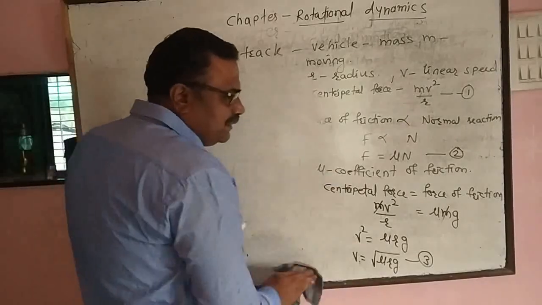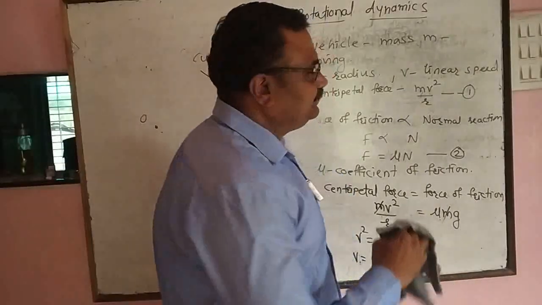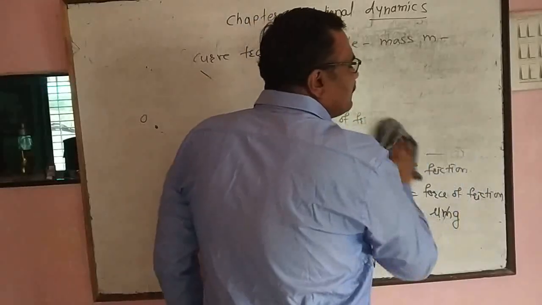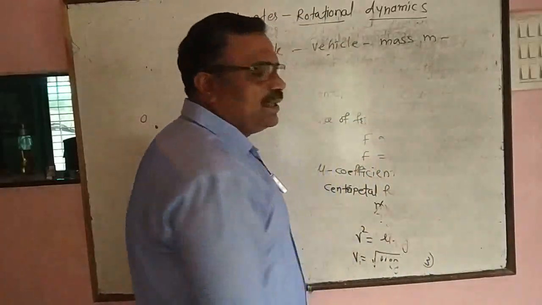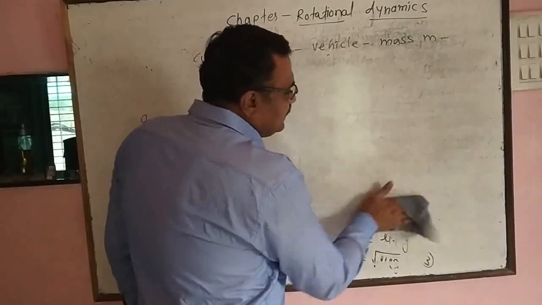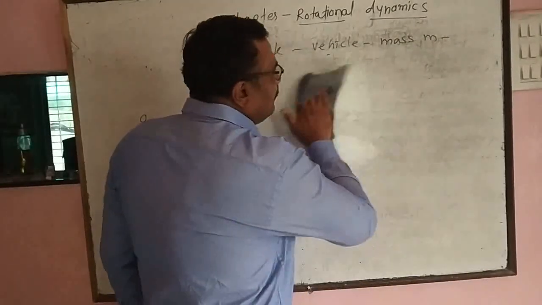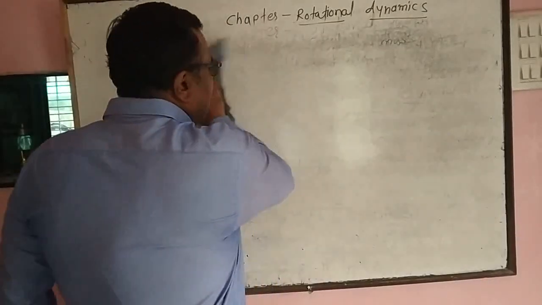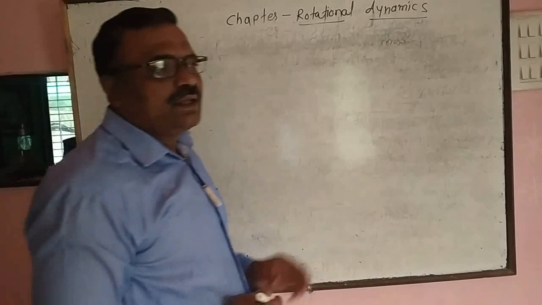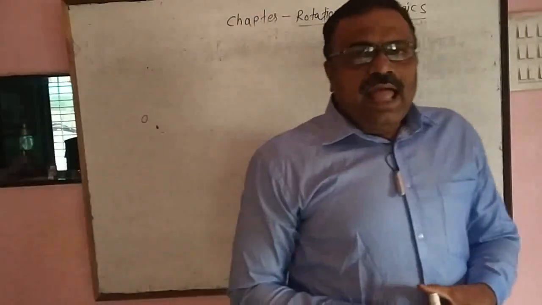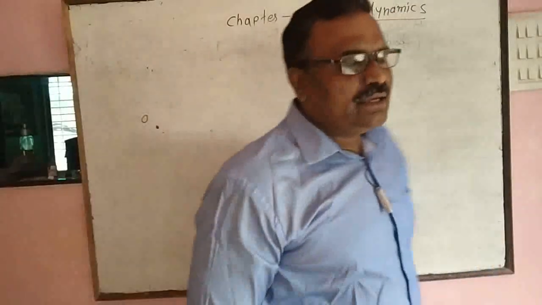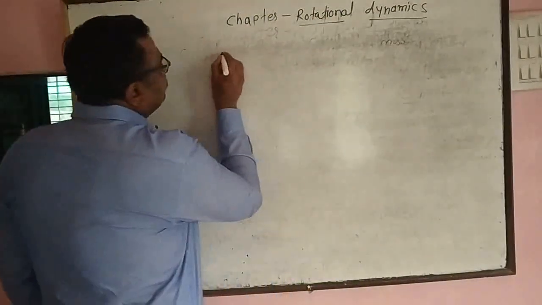Suppose we try to increase the force of friction. For that we have to make the road surface hard, and if we make the road surface hard, then that increases wear and tear of the vehicle and of the tires, which is not economical. Therefore, banking of road is done. Now we define what is banking of road.